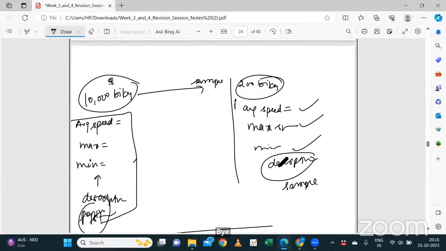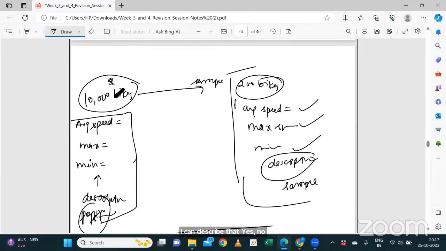But basically, it's inferential from this definition, right? Okay, let me first clarify this one. So this descriptive part is clear. Whatever data set I have been given, I can summarize it, I can describe that data set, right?